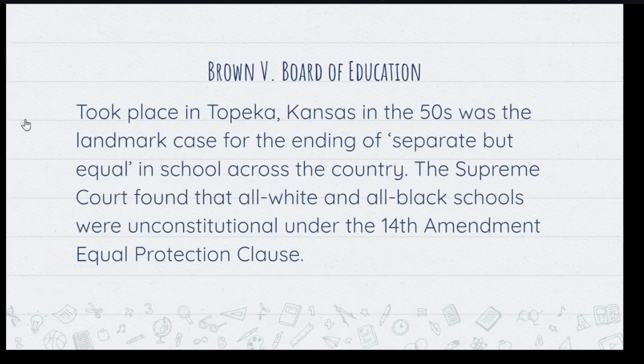So first off, we have to talk about Brown v. Board of Education. Alright, so this took place in Topeka, Kansas in the 50s. This was a landmark case for the ending of separate but equal in schools across the country. The Supreme Court found that all white and all black schools were unconstitutional under the 14th Amendment's Equal Protection Clause.